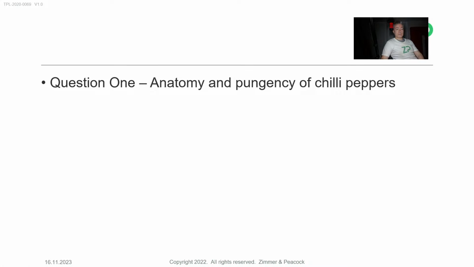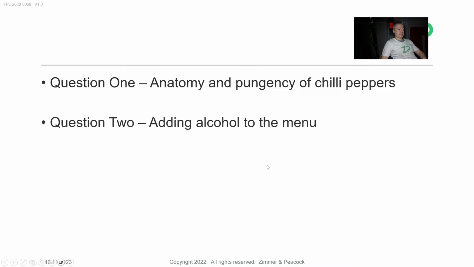questions. One of them is about the anatomy and pungency of ginger chili peppers. So I will talk about their anatomy, where the capsaicin is stored, and I'm also going to talk about what happens during the drying process. And then I'm also going to talk about adding alcohol to the menu.